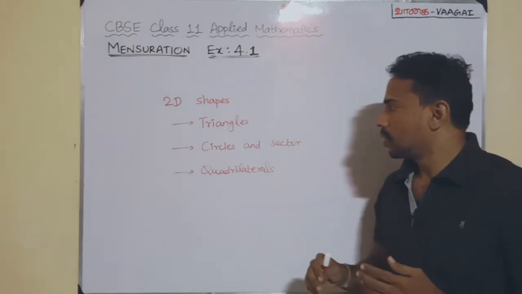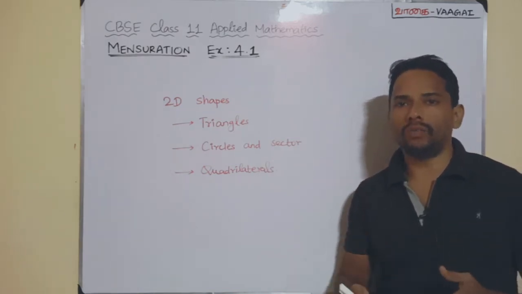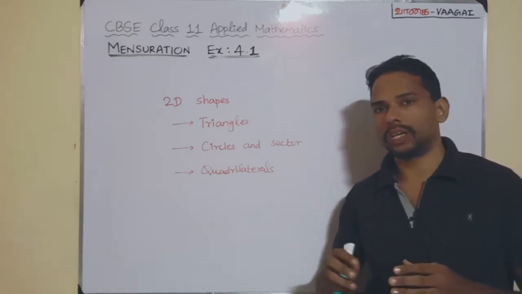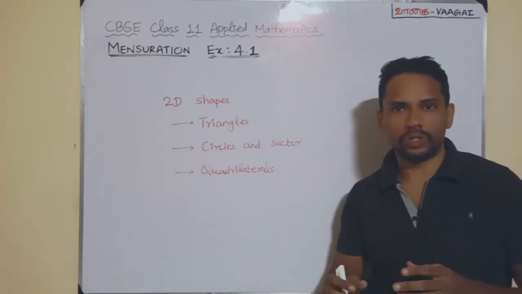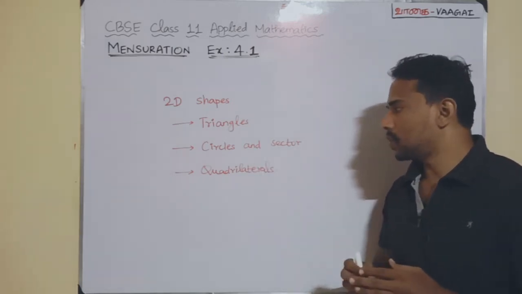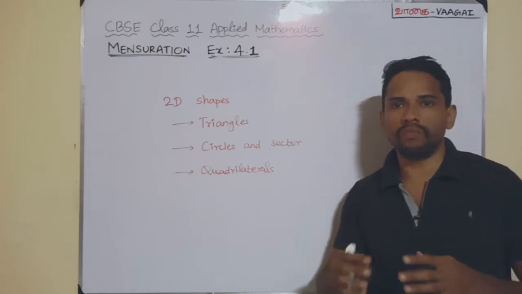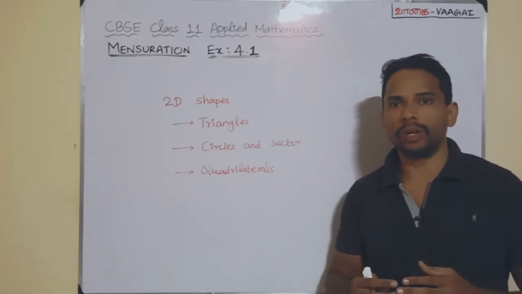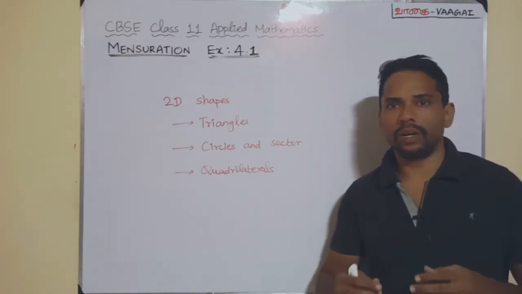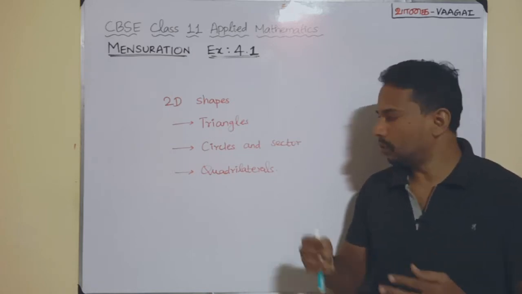Next, you will have questions based on circles and a part of a circle. Part of a circle means we call it a sector, right? So a sector is going to be out of a circle. Based on that, we have questions. And next, we also have questions based on different quadrilaterals. Quadrilaterals means any four-sided region. You will be knowing about it. Different quadrilaterals like rectangle, square, parallelogram, rhombus, trapezium. So you will get questions based on these things.